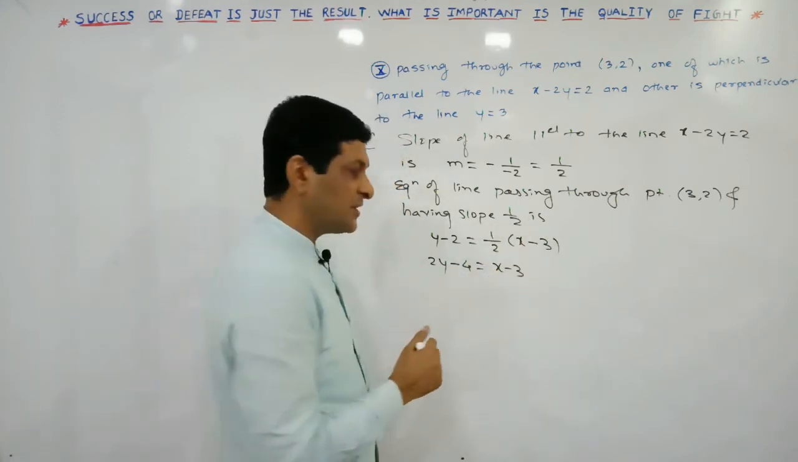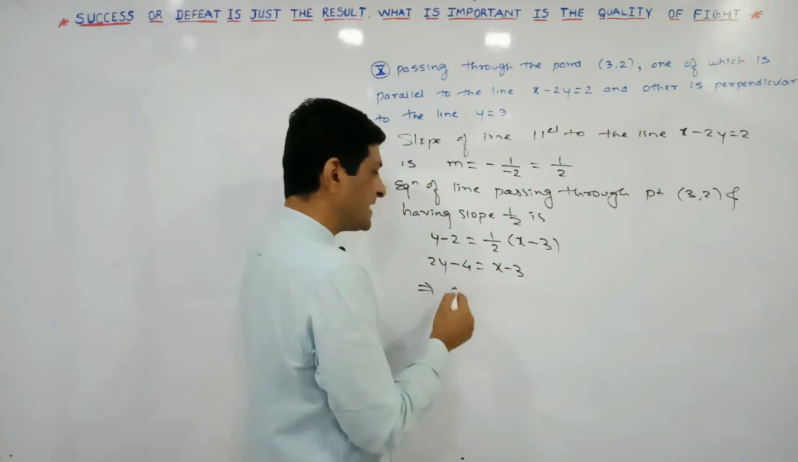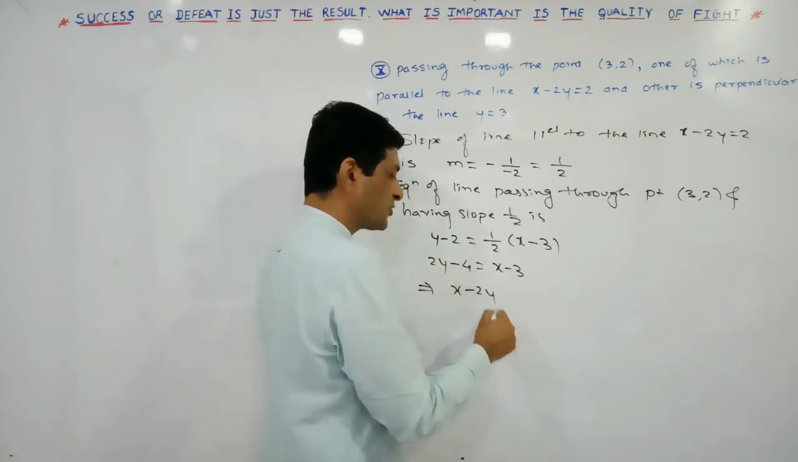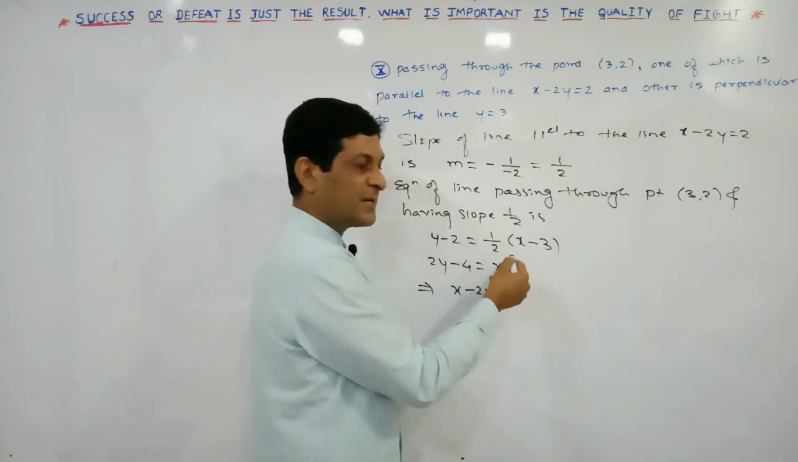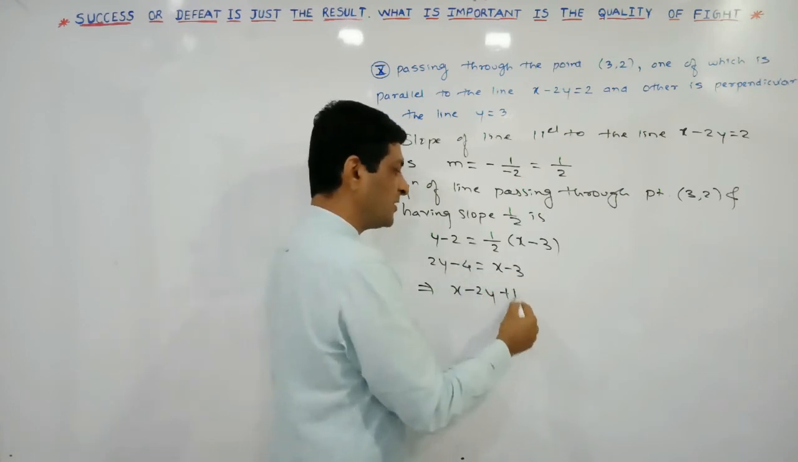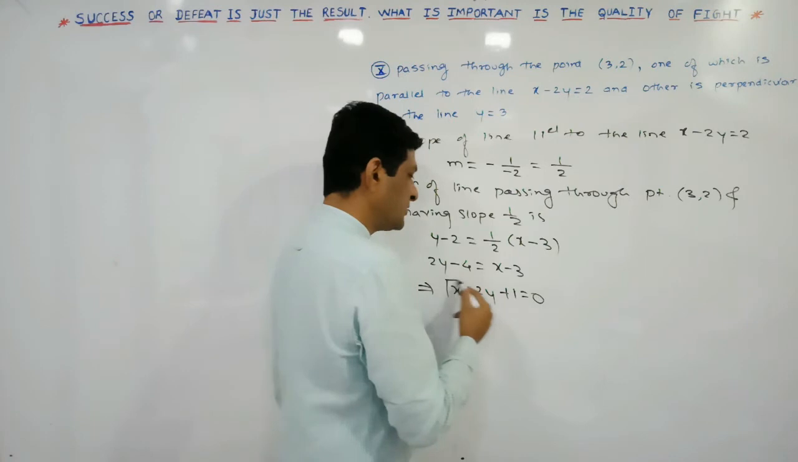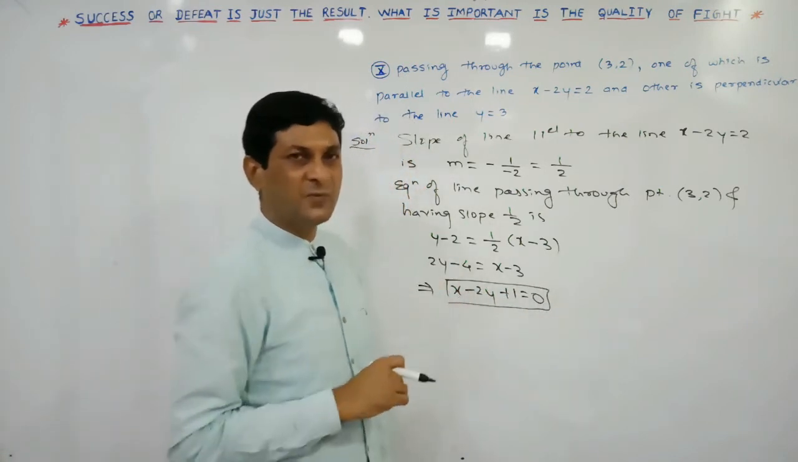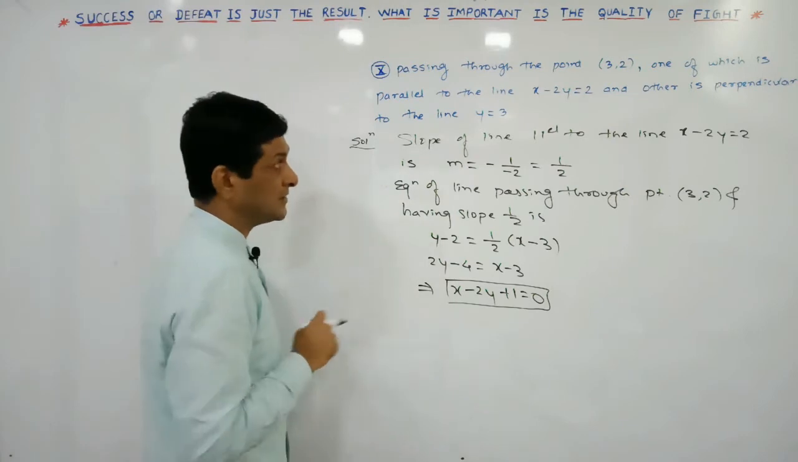Now write this equation in the standard form. This implies x, keep it as it is, plus 2y on this side will become minus 2y, and minus 4 will become plus 4. 4 minus 3 will be equal to 1, is equal to 0. In this way we have got the equation of our first line. Now we are trying to find the equation of our second line.